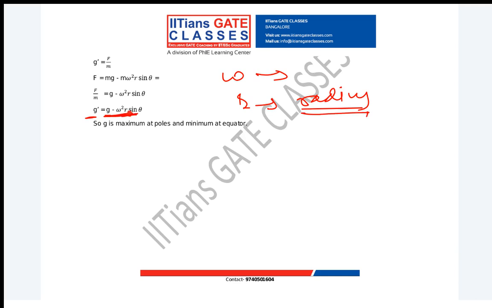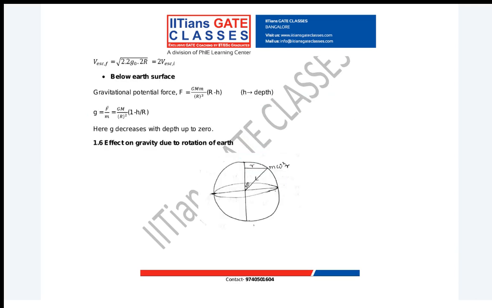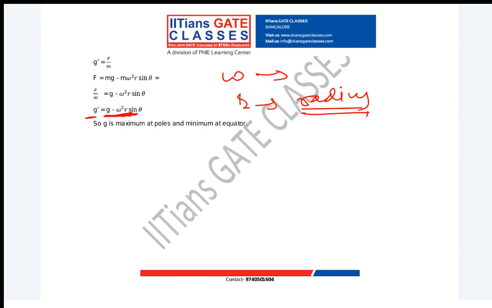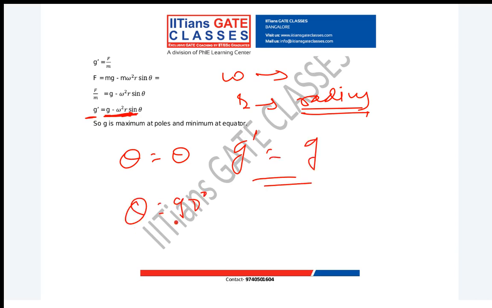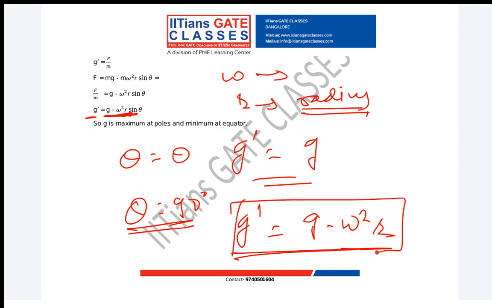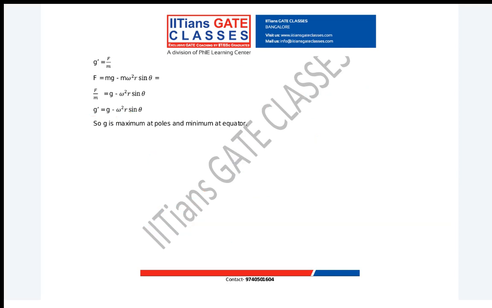How do we find this formula? It is based on the position from the pole, at any position from the pole at angle theta. So the g value is g minus omega square R sine theta. Where is it maximum? If theta equal to zero, g dash will be equal to g. And when theta equals 90 degrees at the equator, your g dash will be g minus omega square R. So it's a minimum. So at the pole, your gravitational acceleration is maximum, and at the equator it is minimum. Or you can say the force of gravity at the pole will be highest and minimum at the equator.